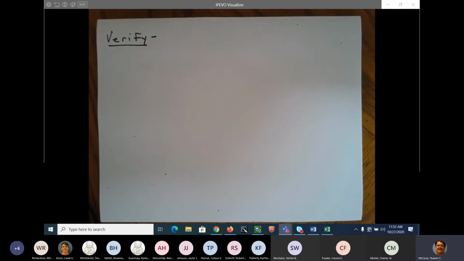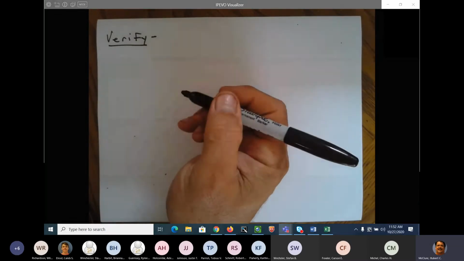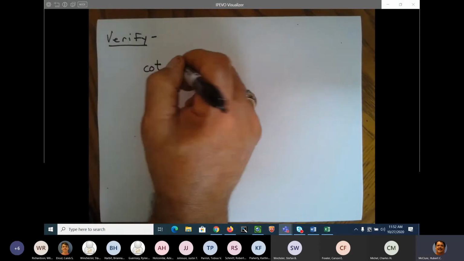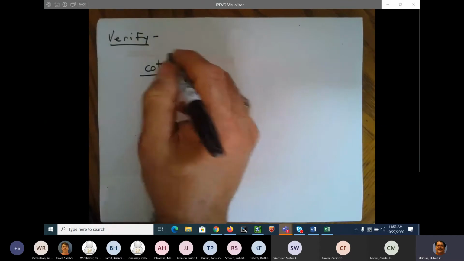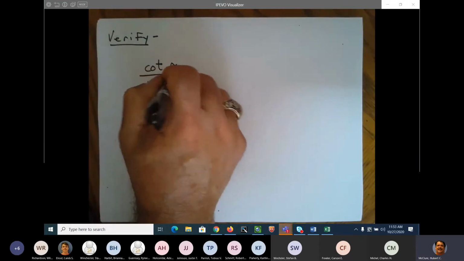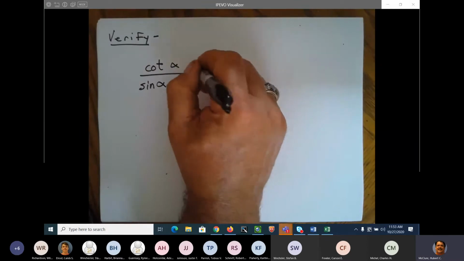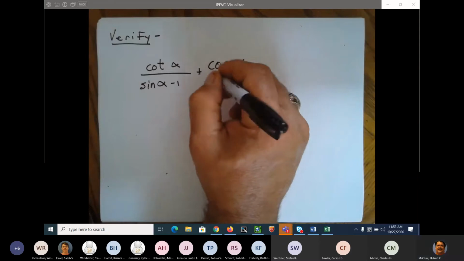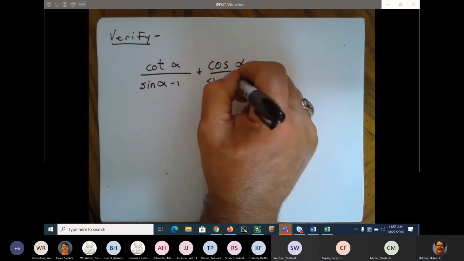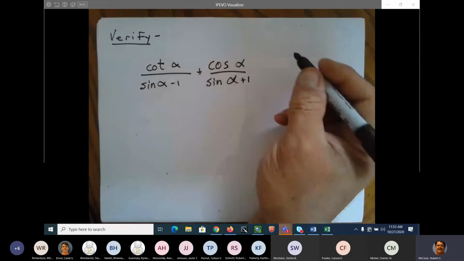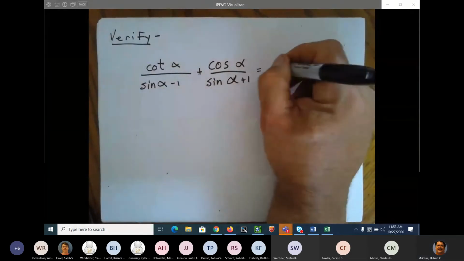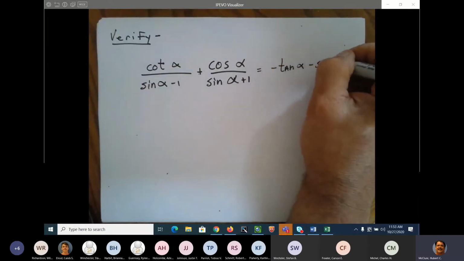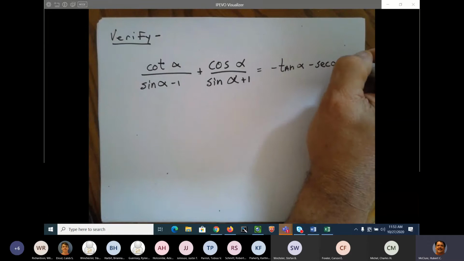Okay, so anyway, it says verify, and here I'm gonna write down the whole thing, and it's cotangent of alpha over sine of alpha minus 1 plus cosine of alpha over sine of alpha plus 1 is equal to negative tangent of alpha minus secant alpha cosecant alpha.